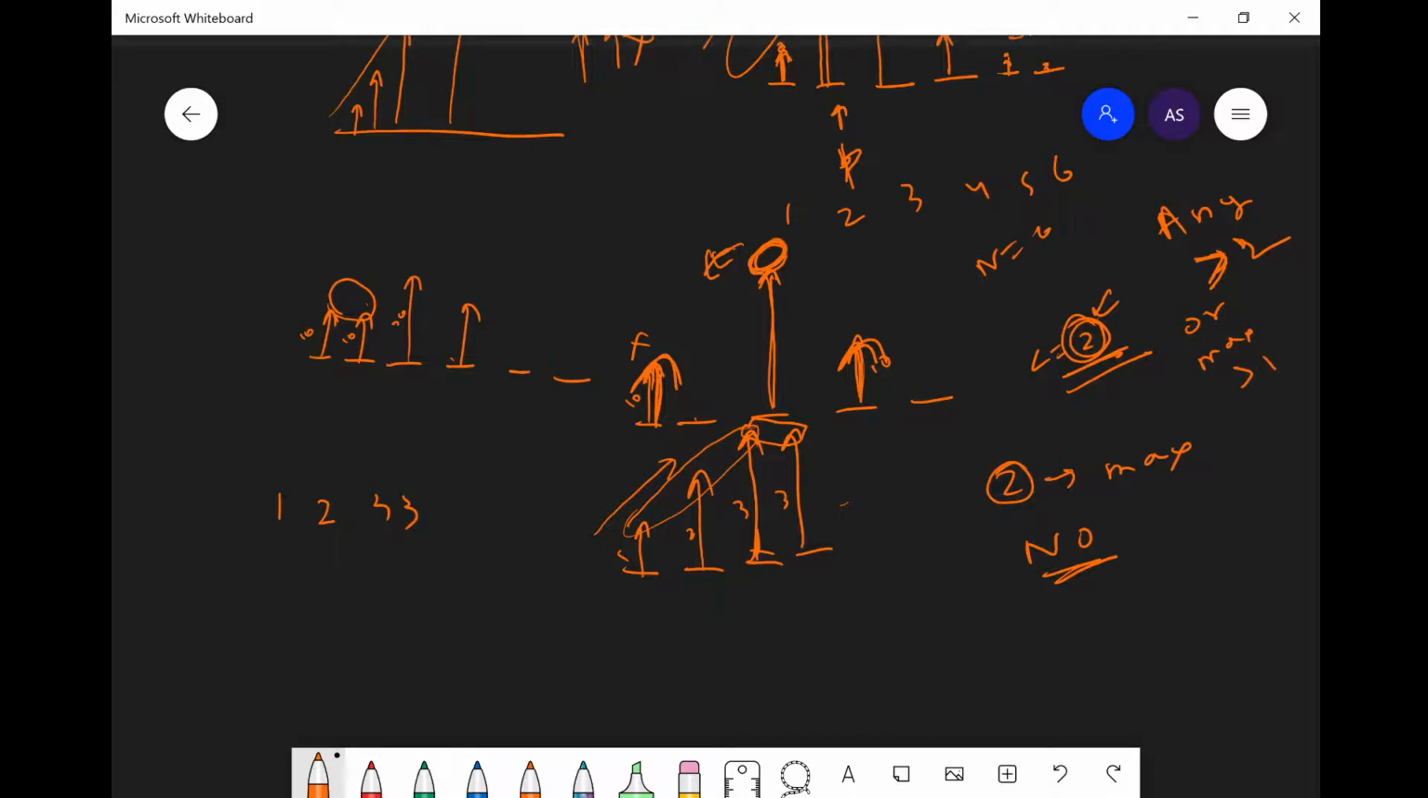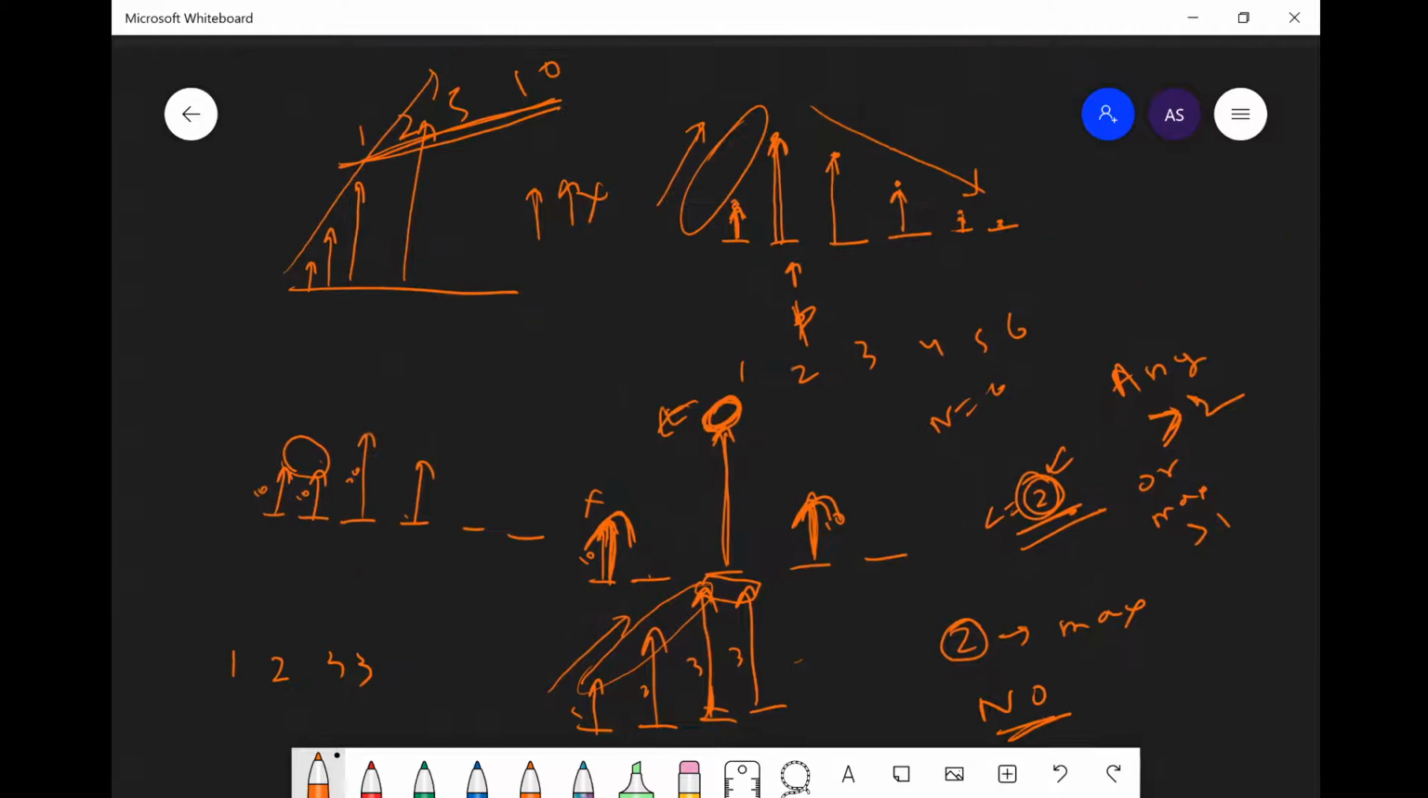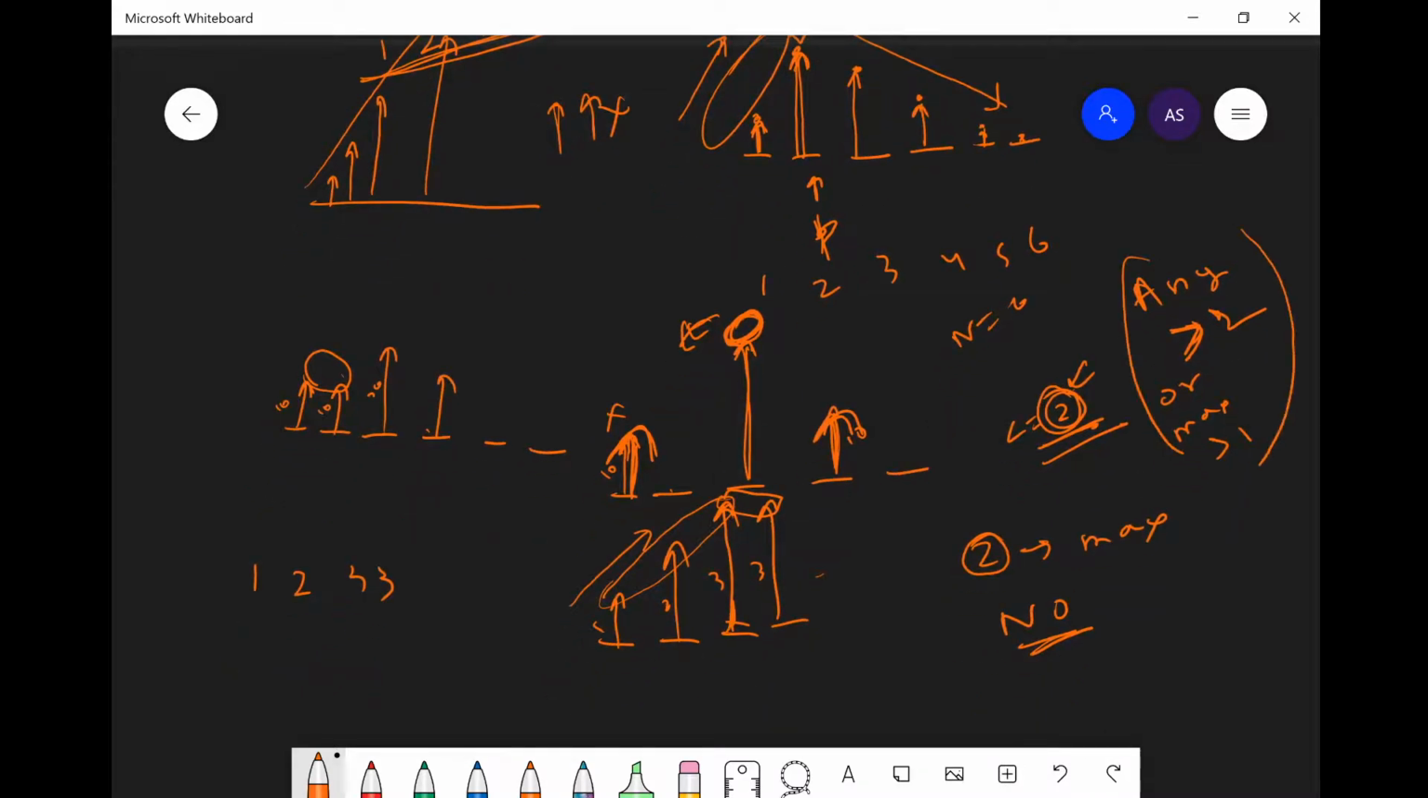because there should be one overall maximum, that means the peak should be there. If there are two, then these two would have the same value, which is also not possible. So these were all the cases which we need to check. So now let's get to the code for better clarity.